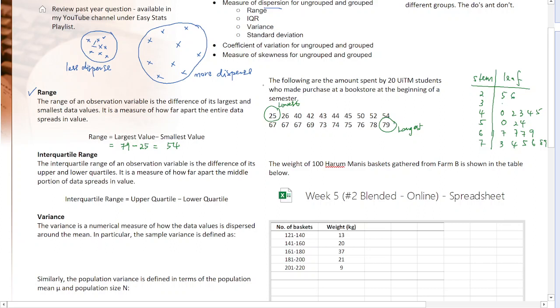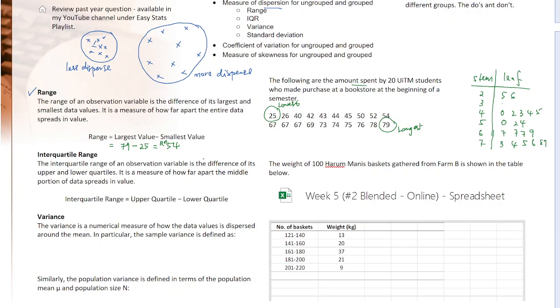So 54 what? In this case, it will be 54 ringgit, so RM 54, because this one is the amount spent. So this is the range. What does this tell you? This tells you that the students spend between 25 to 79 ringgit, which is a span of 54 ringgit difference from the largest to the lowest.